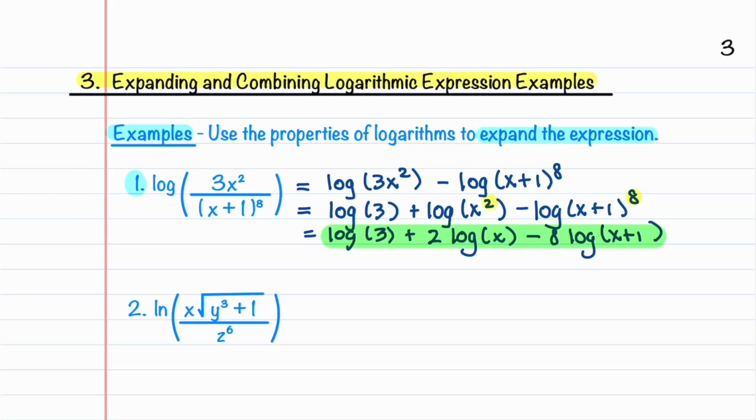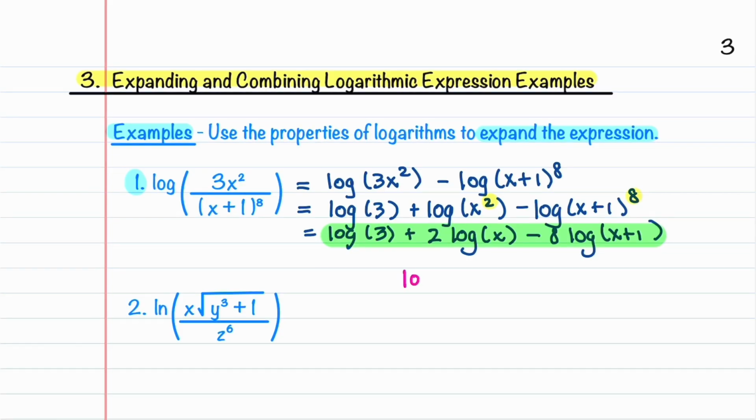Before we go on, I want to talk a little bit about log of x plus 1. It feels like we should be able to break that up, but we actually can't. Log of x plus 1 is not equal to log of x plus log of 1. The only way we can break up a log is if the two factors inside it are either multiplied or divided, but not added or subtracted.